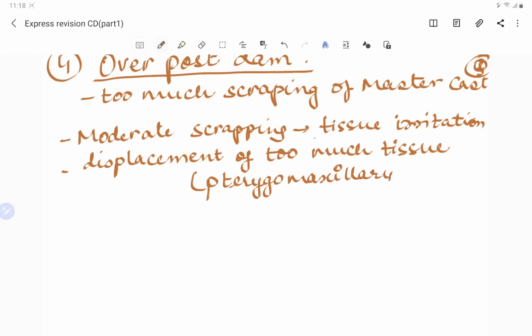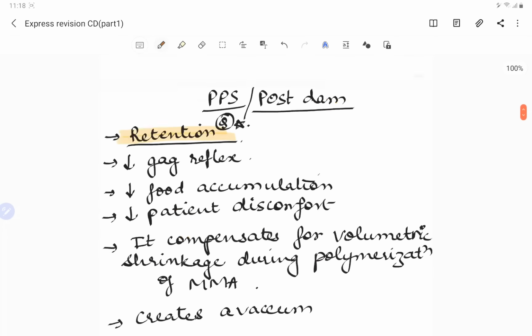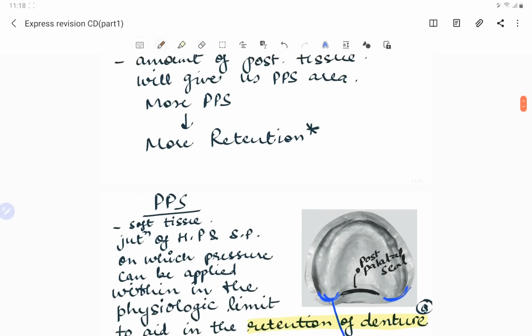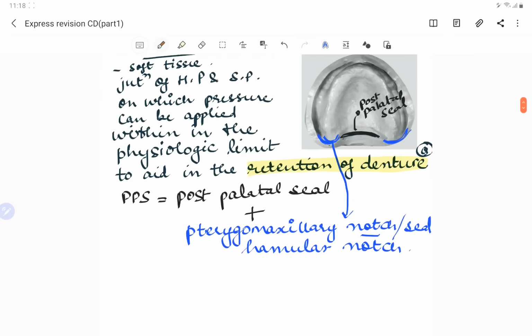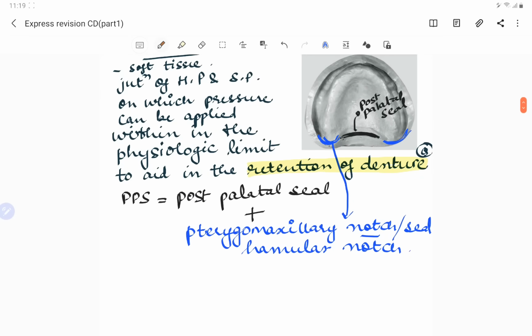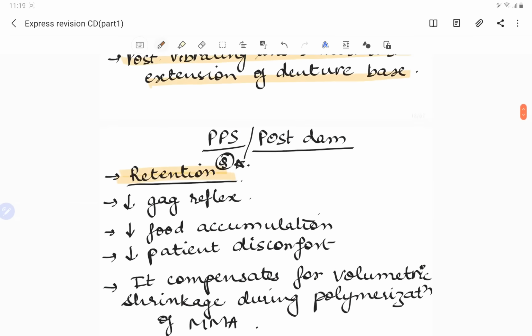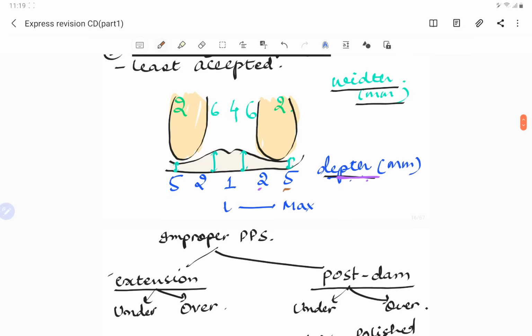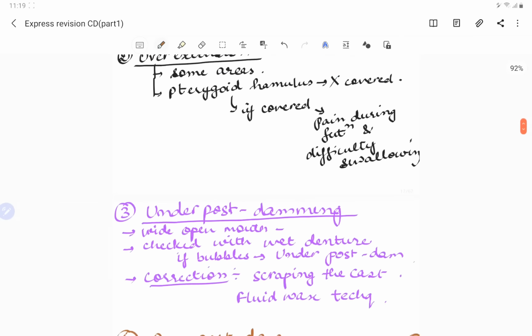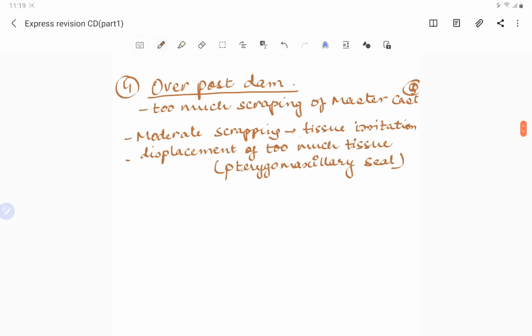We have already covered two parts of the PPS. One is the post-palatal seal and one is the pterygomaxillary seal. So too much scraping is there at the pterygomaxillary seal, and if you remember, the scraping we are doing is 5 millimeters, and if we are going more than 5 millimeters, then there is going to be over post damming. So how do we correct it?